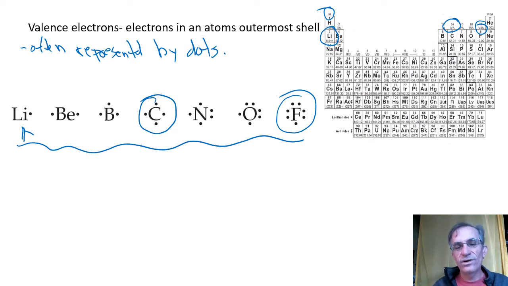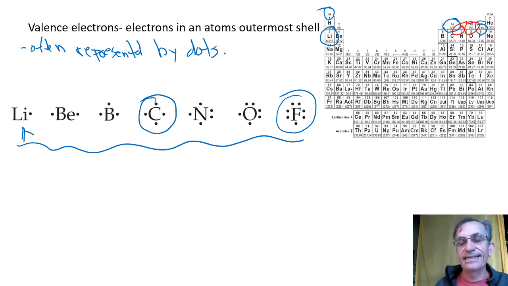Now, if you're wondering how they decided where to put the dots, and why they're on the left and all that, let me go over that. The way you're going to know how many dots you have, how many valence electrons you have, is you look at the column number.